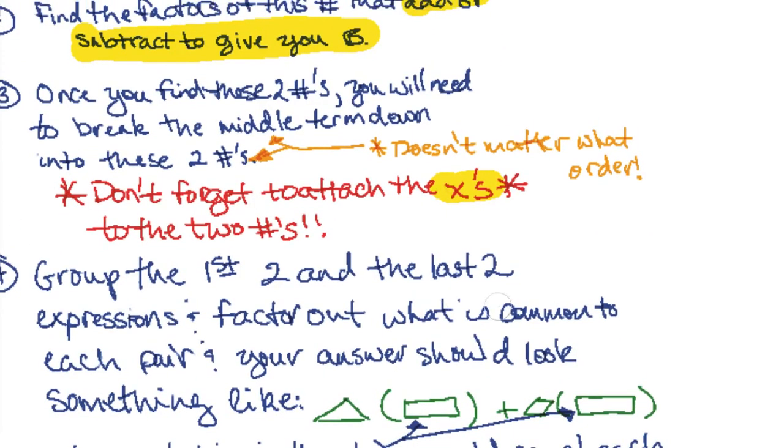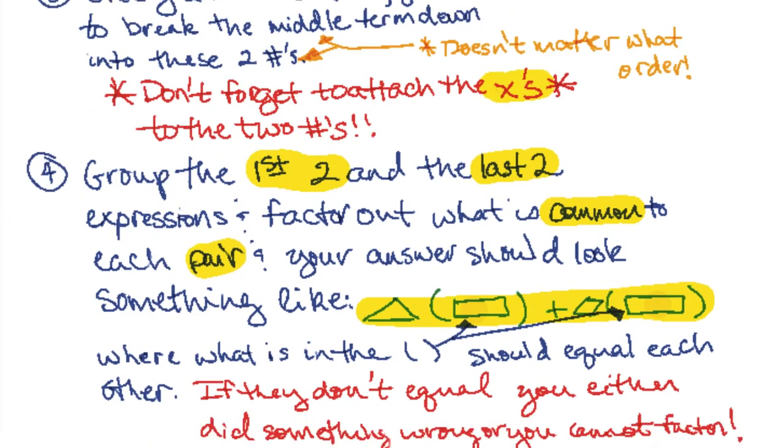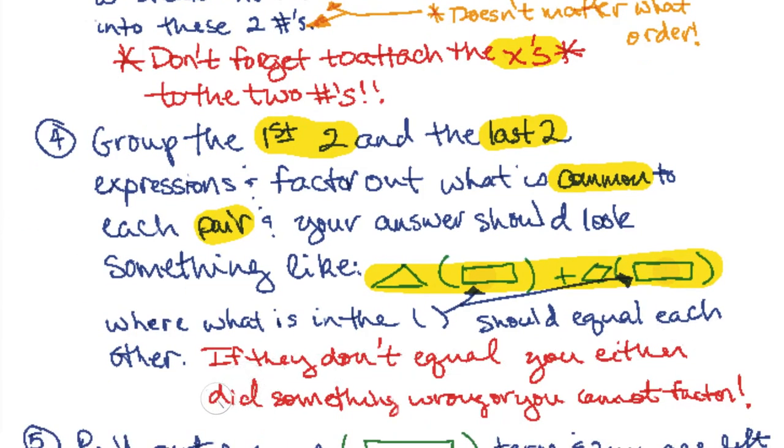What you're going to do is you're going to group the first two together and the second two together and look for something common to each of these expressions, each pair. Okay, and you should factor out that common expression, and when you're done you should have something that looks somewhat like this, in which this parentheses and this parentheses have the exact same thing inside. So if they don't equal, then what that means is you either did something wrong or you cannot factor.